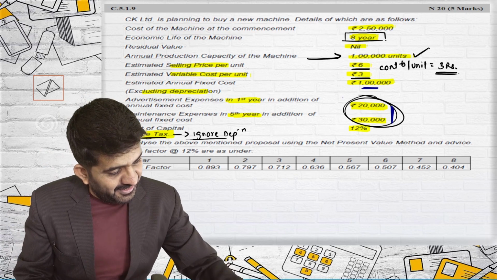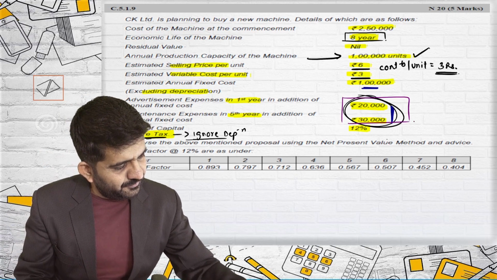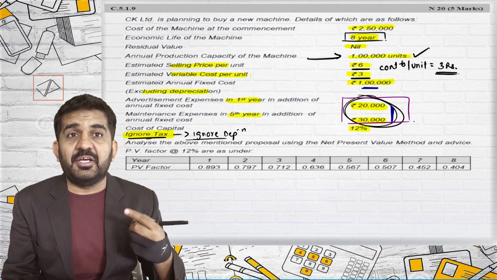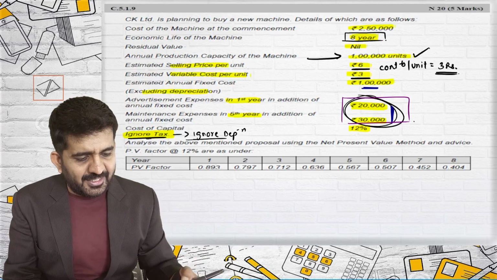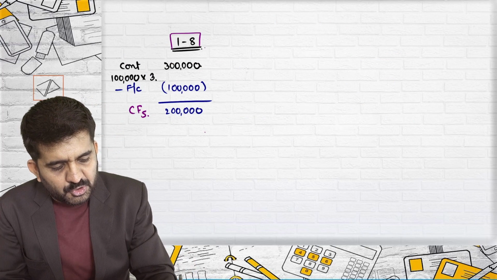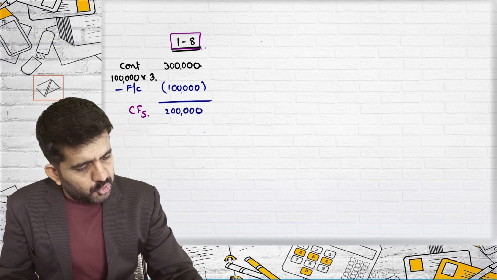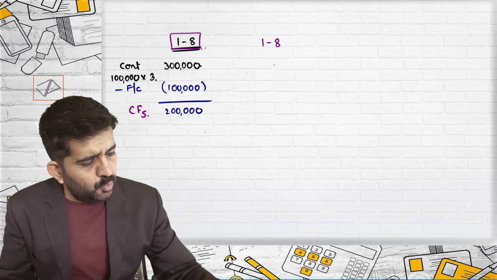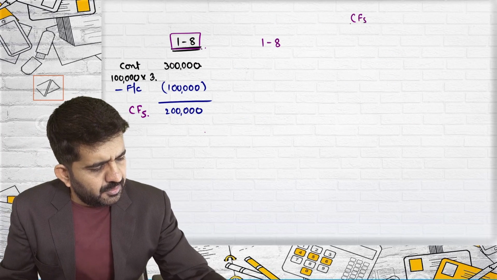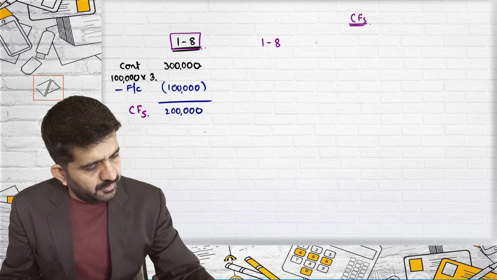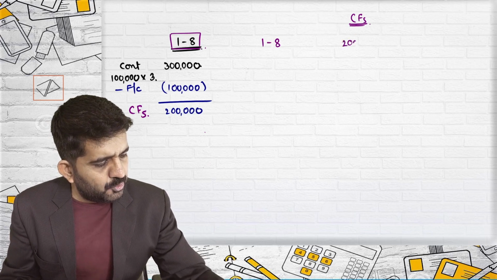Sir, this 20,000 and 30,000 rupees, believe me, I will consider. Is it all right? I will consider it in an intelligent way so that I can prepare 1 to 8 years together. They are separate figures at different years. So can I write down 1 to 8 years cash flows is 2 lakhs rupees.